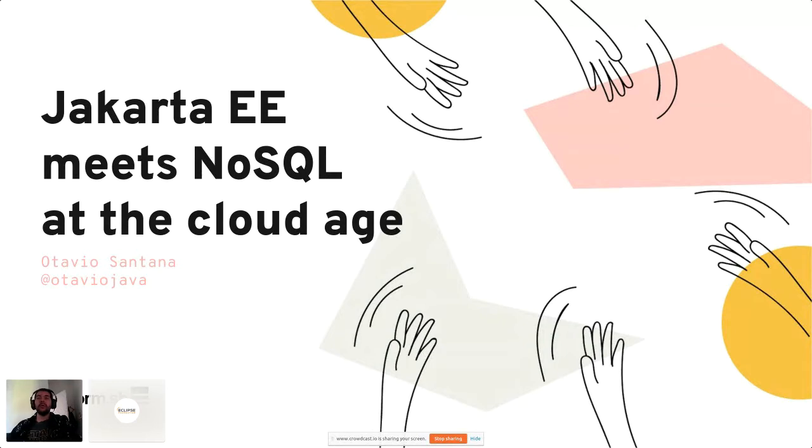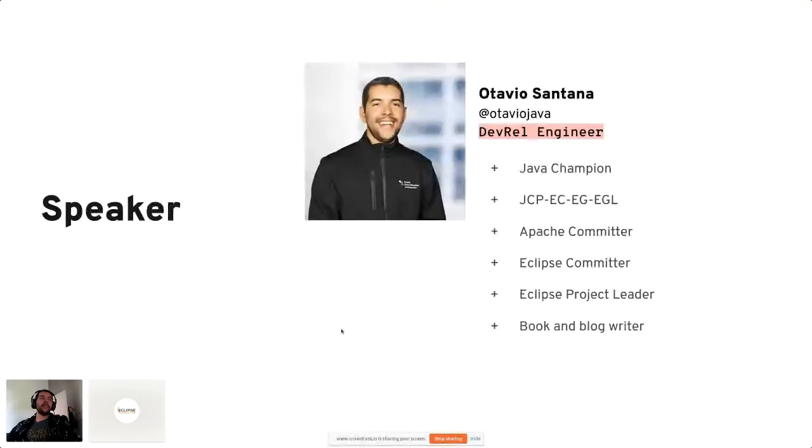opportunity to break the ice. My name is Otavio Santana. My Twitter handle is OtavioJava, and I work at Platform.sh. Platform.sh is a cloud company that has a goal to make it easy to integrate an application with the cloud. I'm a Java Champion, a JSP executive member, Apache committer, Eclipse committer, Eclipse product leader, and in my free time I usually write books and blogs, mostly about technology.